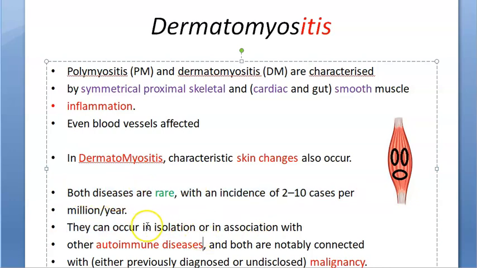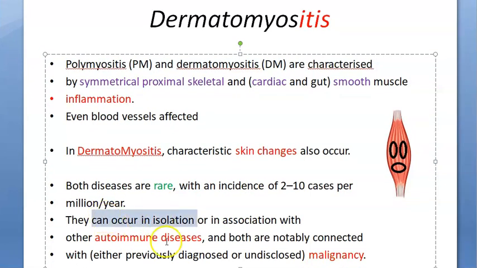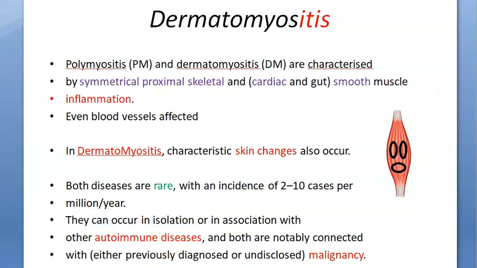What is this? These are anyways rare. And why does it happen? Because of autoimmune disease or malignancy. We already told you, right? So some people are smart. They're saying they can occur in isolation. That means they can occur without autoimmune disease or malignancy, is it? So that's where they confuse us.